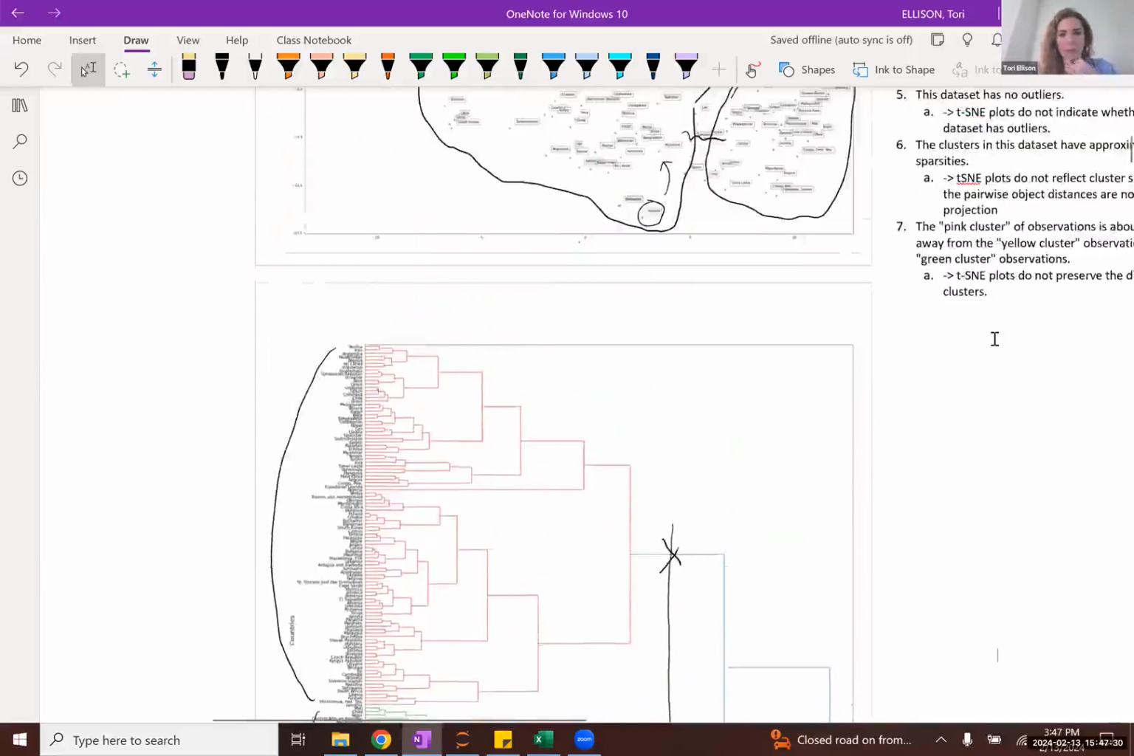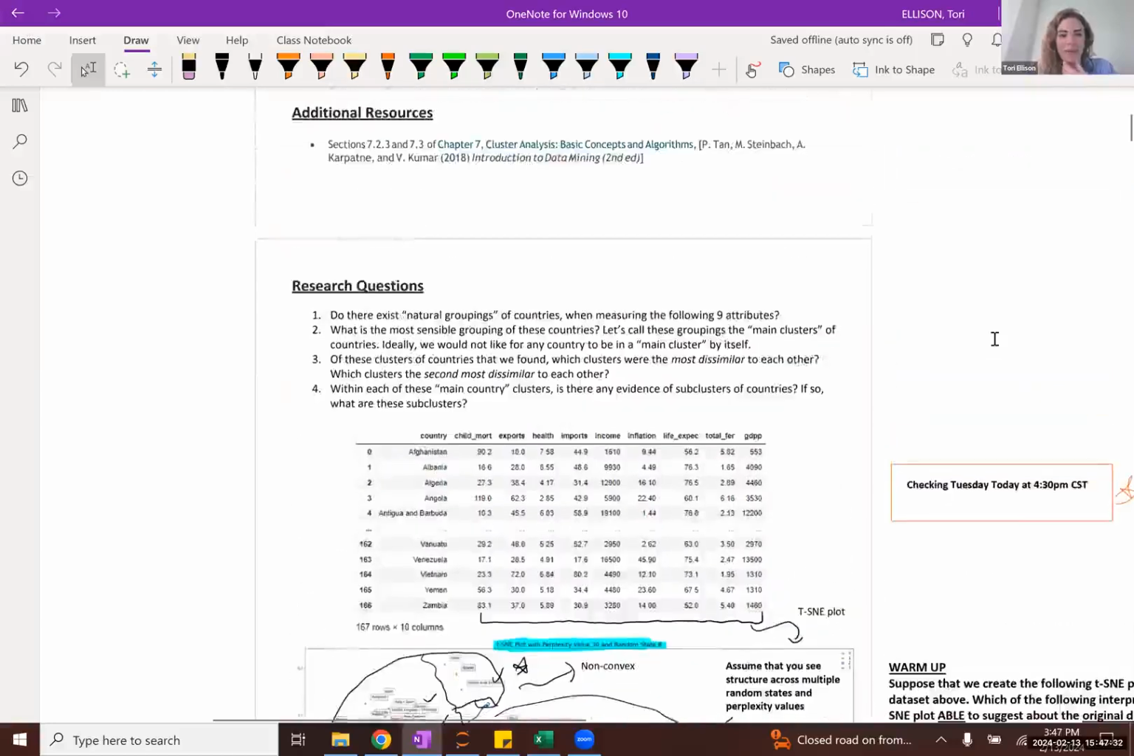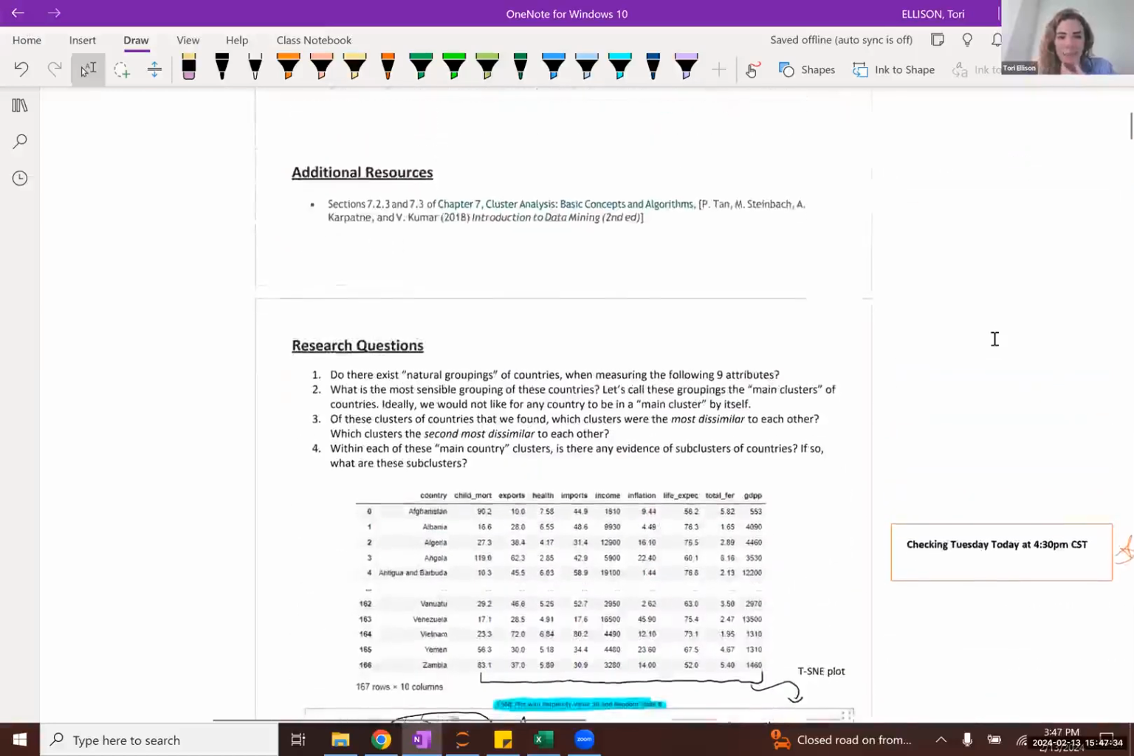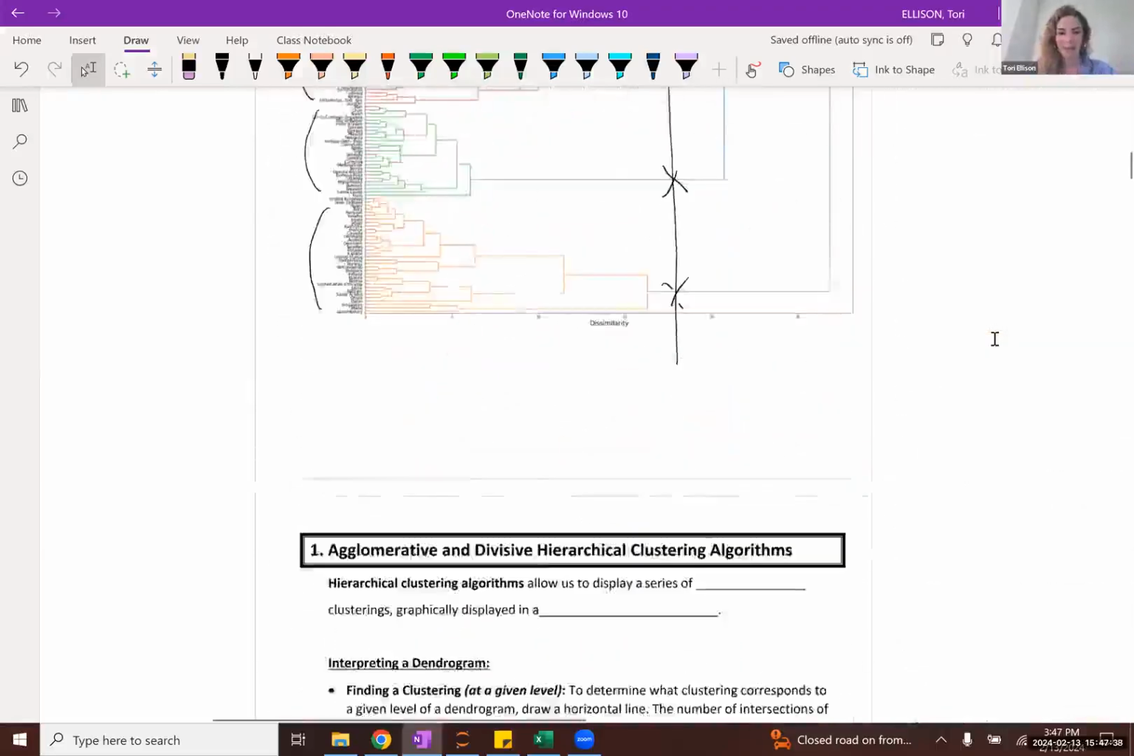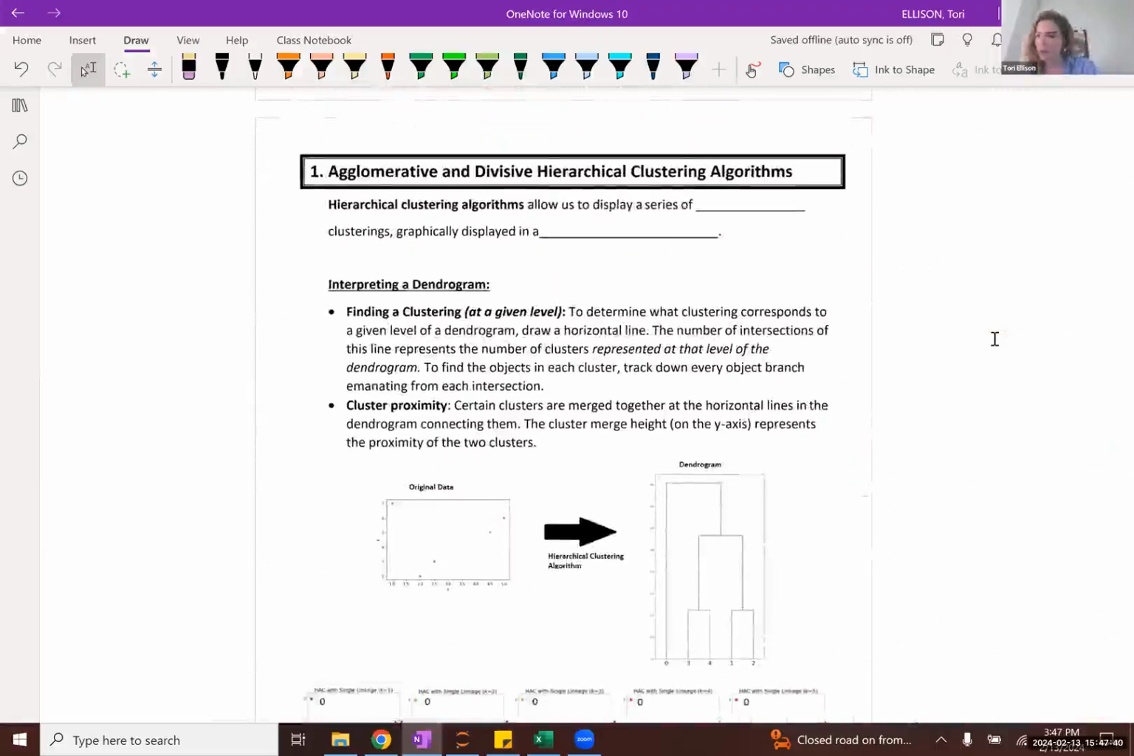Okay, so these are all things that a hierarchical clustering algorithm can tell us. Yeah, so that's what we're going to be exploring in this class today. Like I mentioned, just to recap where we were at: hierarchical clustering algorithms allow us to display a series of nested clusterings graphically displayed in a dendrogram.